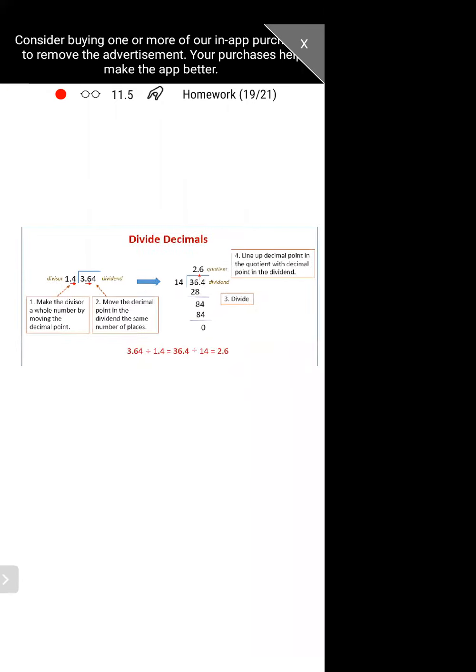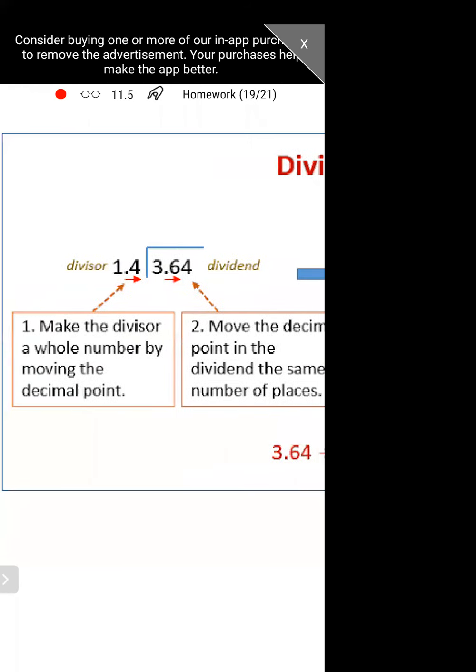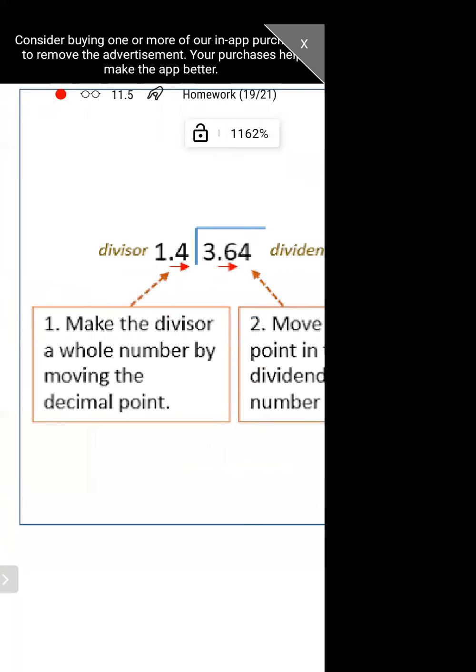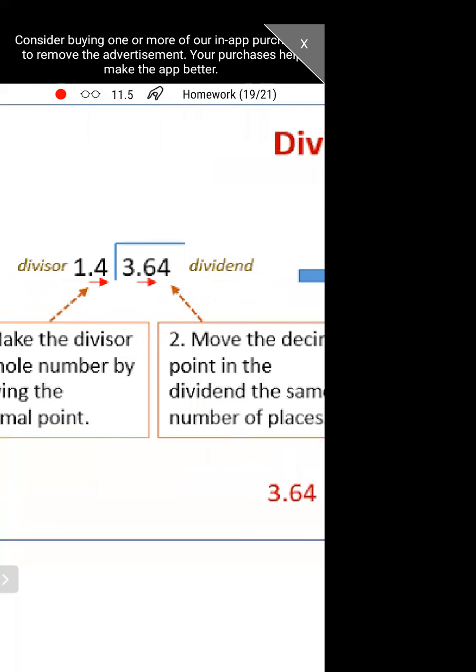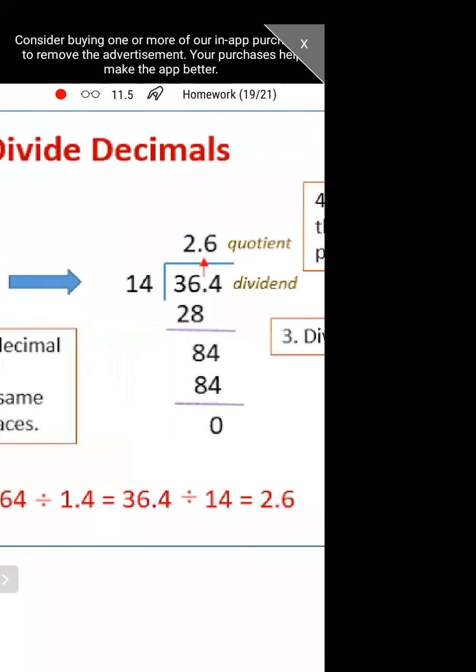Okay, over here these are the rules that you have to follow whenever you are dividing decimal numbers. Follow these rules. Here we are dividing 3.64 by 1.4. 1.4 is the divisor. Number one, make the divisor a whole number by moving the decimal point. There is one decimal place, make it a whole number, it will become 14. And in the dividend 3.64, move the decimal point the same number of places, so it will become 36.4. Then you are going to divide it.